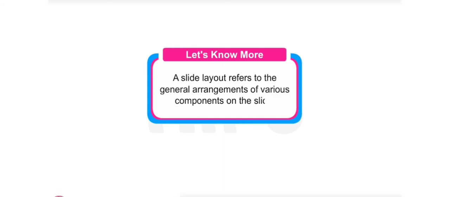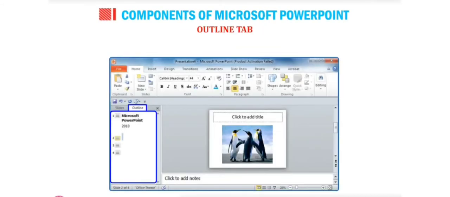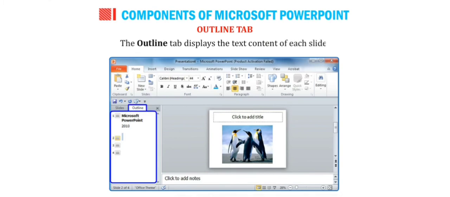Next is Let's Know More. A slide layout refers to the general arrangement of various components on the slide. Next component is Outline tab. The Outline tab displays the text content of each slide. Here you can see beside the Slides tab, the Outline tab is there and it contains the text content of each slide. It means whatever text content is in every slide is displayed by the Outline tab.